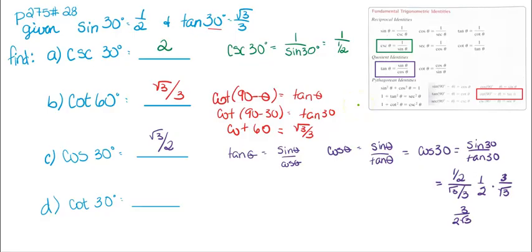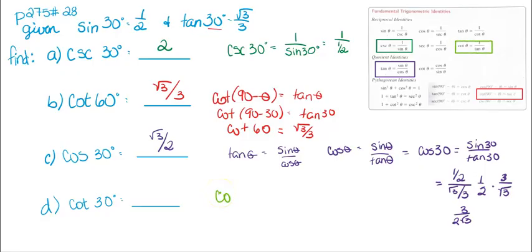And this last one, finding the cotangent of 30 degrees, which identity do you think we're going to use for this? We could use a number of them. We could use this quotient identity and say the cotangent is cosine of 30 divided by sine of 30, because we know both of those. We could also, more simply, use the reciprocal identity that cotangent is equivalent to 1 over tangent.